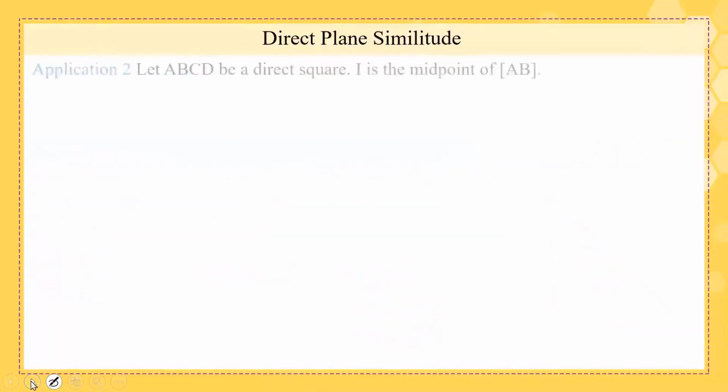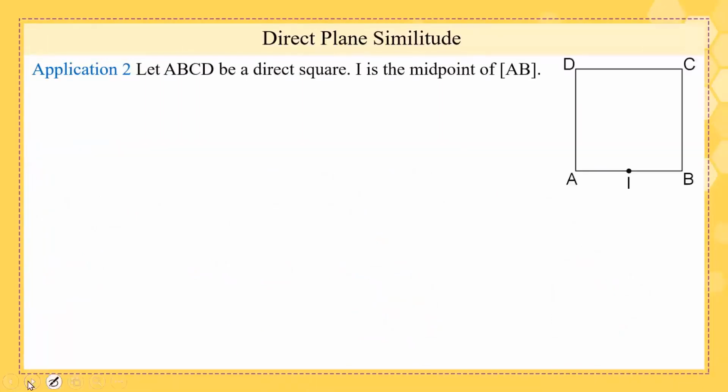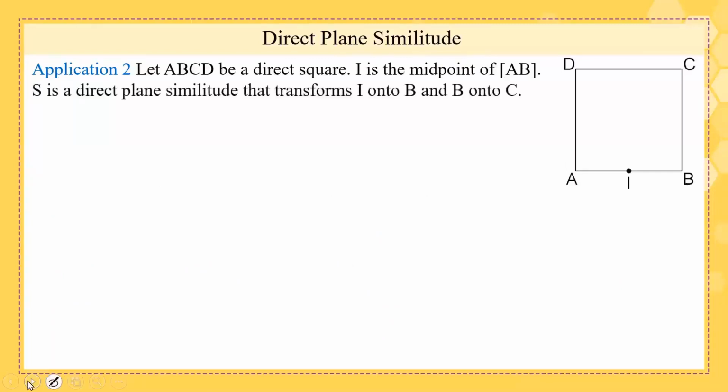Now let us go to this application. Given a direct square ABCD with I the midpoint of segment AB, here is the figure. Given the similitude S that transforms I onto B and B onto C, find the ratio and the angle of S. Please stop the video and solve it before you see the solution.